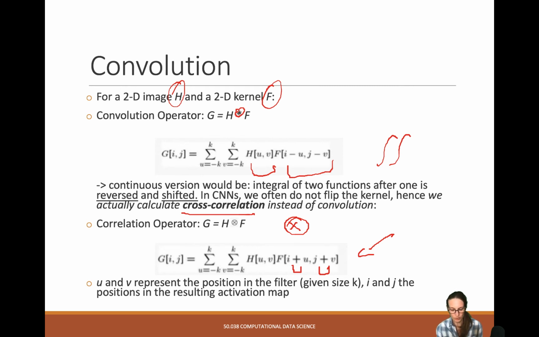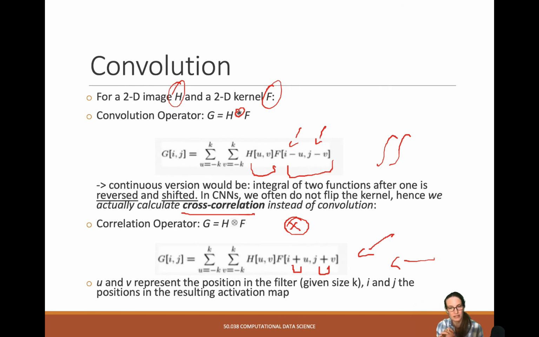So why do we do cross correlation instead of convolution? Because it makes it more efficient to execute. There's no reason why we should do this flip action, so we're just doing this cross correlation. I should note I and J here are, of course, the positions in the resulting image map, each time the filter shifted to calculate the next point.